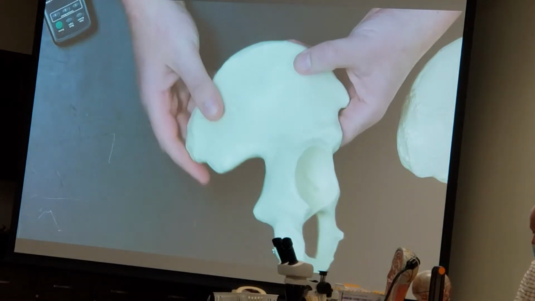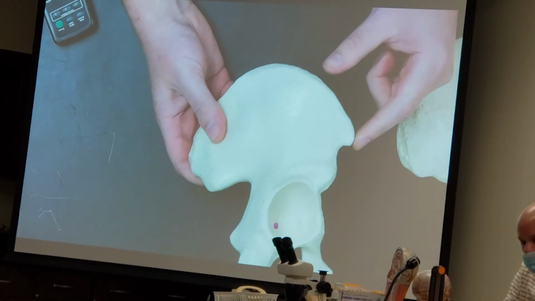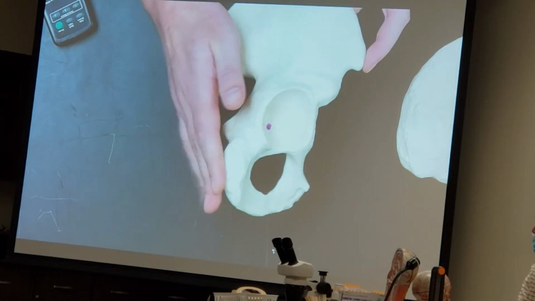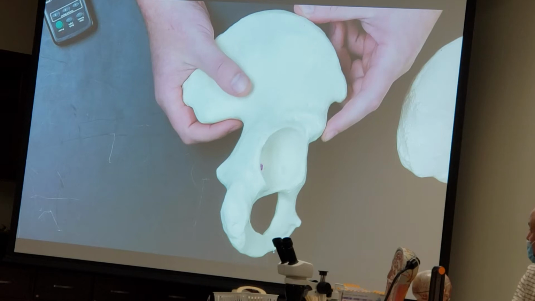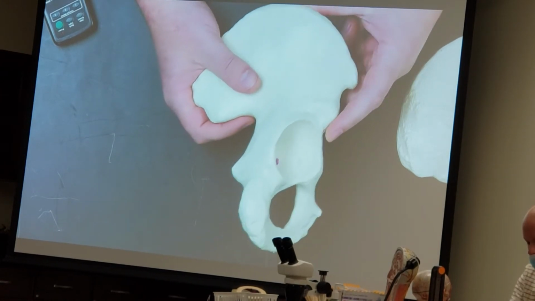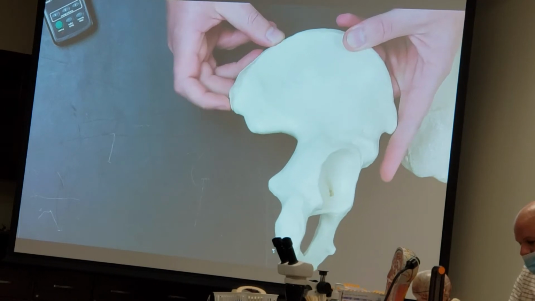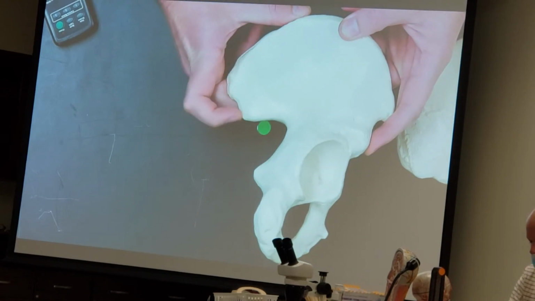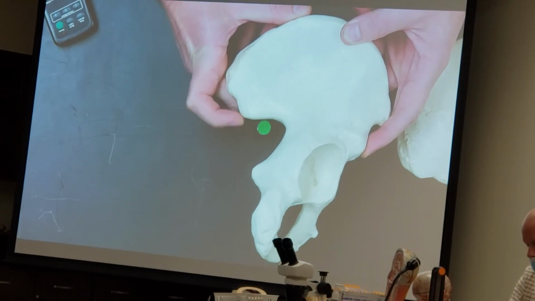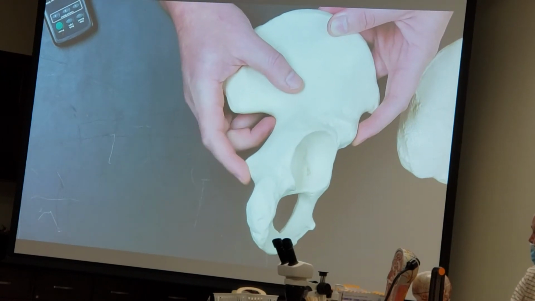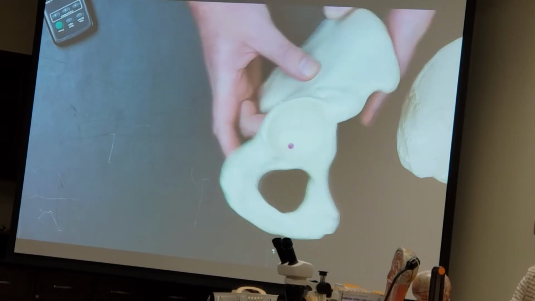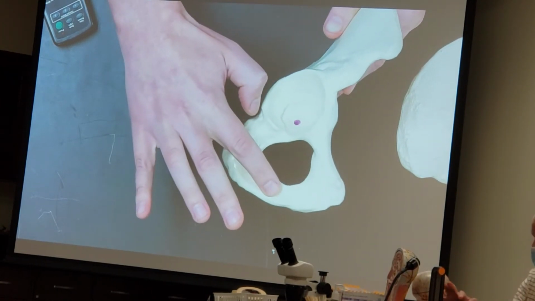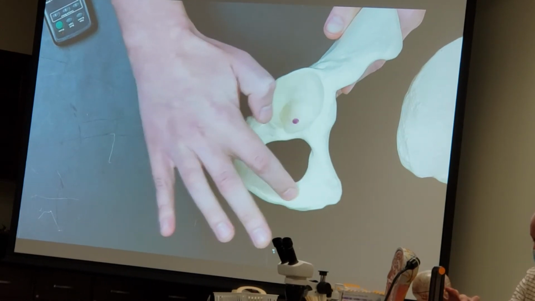But on the ilium, there are going to be some spines. So this is the anterior superior iliac spine. This is the anterior inferior iliac spine. This is the posterior superior iliac spine, the posterior inferior iliac spine, and the ischial spine, right here. This is the ischium, the ramus of the ischium, and the ramus of the pubis, this flat part.